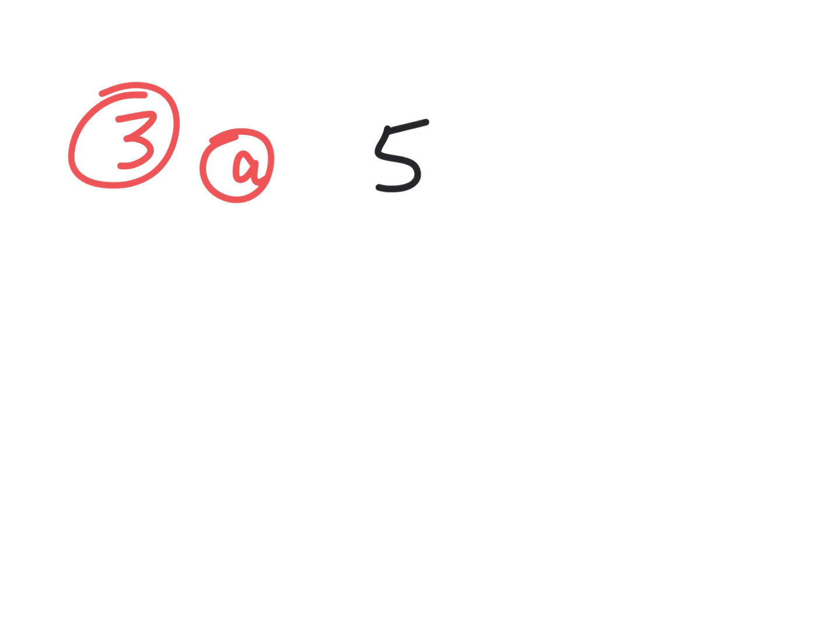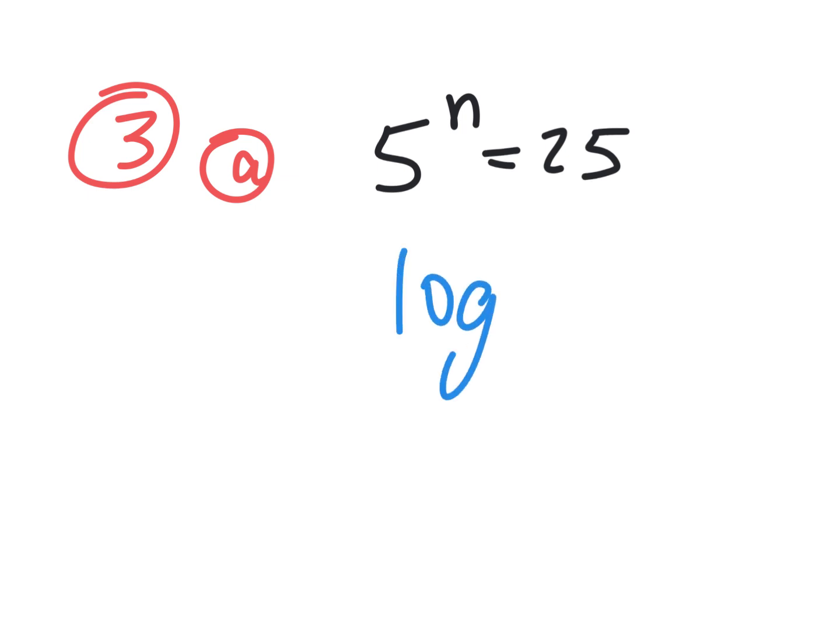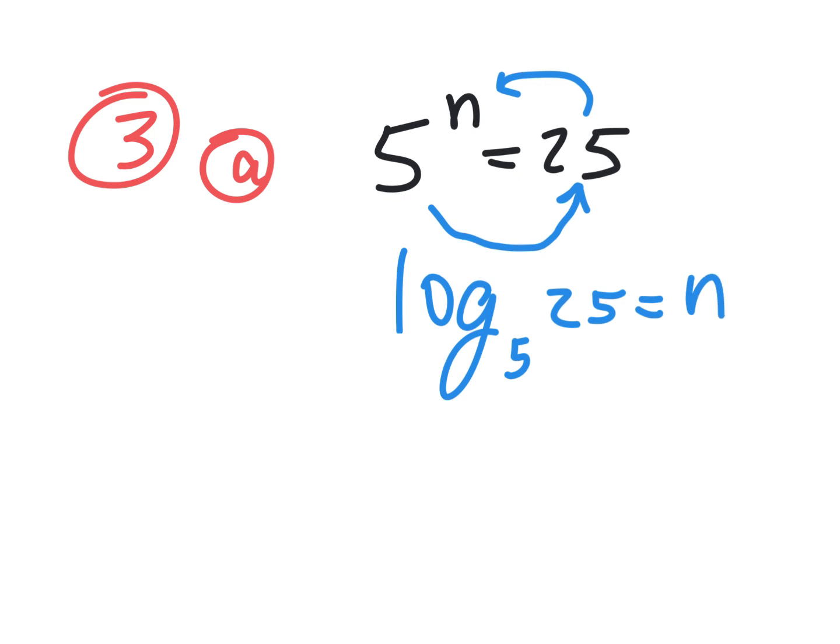Talon, what's number 3A? 5 to the power n equals 25. And what do they want? Rewrite each expression in logarithmic form. Ooh, so it's log. Can you do it? What's the base? 5. Yup, circle of logs. Of 25. Keep going. Equals n. Yes. And again, if they wanted the answer, I'd know it was 2, because that 25 could be 5 squared.